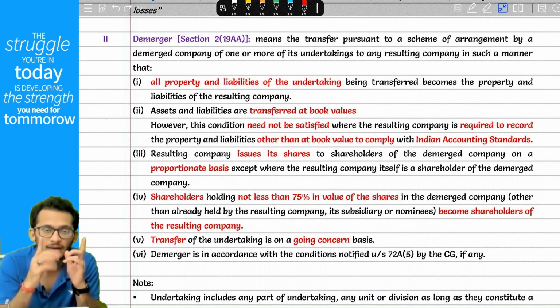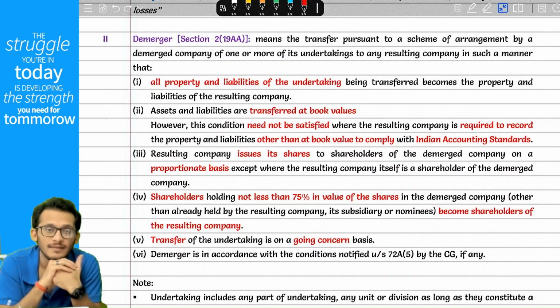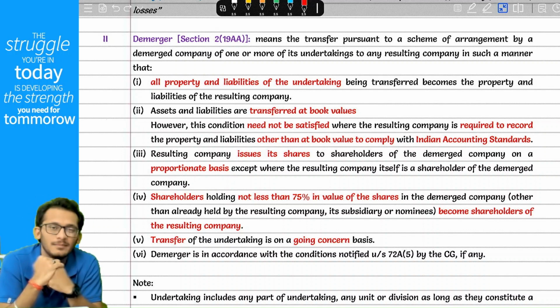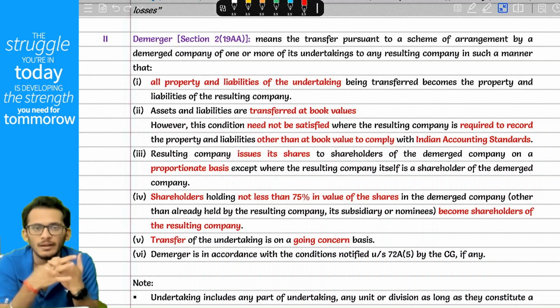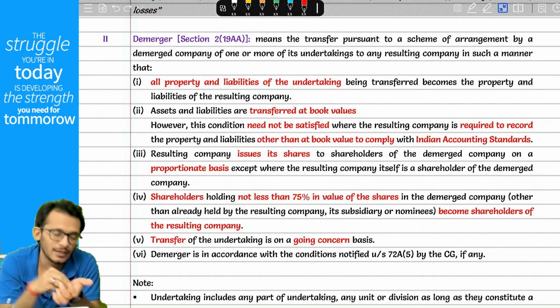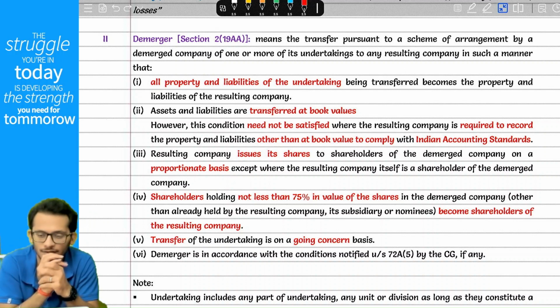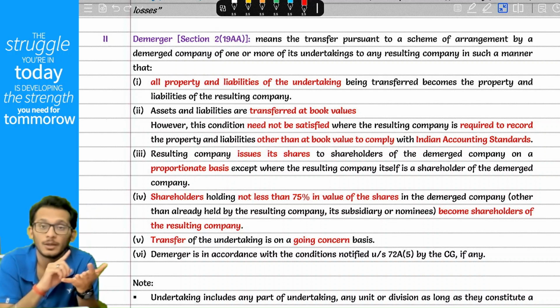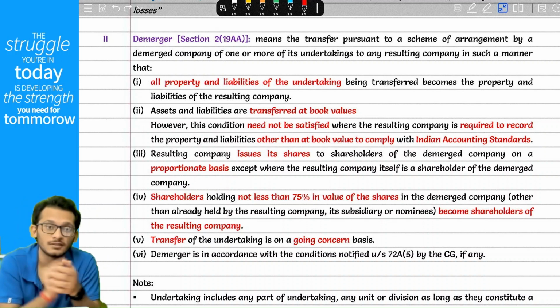If you have one entity which is split into multiple entities, then it is called a demerger. Again, they said demerger should be in the nature of merger. Pooling of interest method is important, which means assets should be transferred at book values. The shareholders of the old company should become shareholders of the new company, and all those conditions. Same: any kind of transfer will not be liable for capital gains. Cost of acquisition will be proportion cost difference.